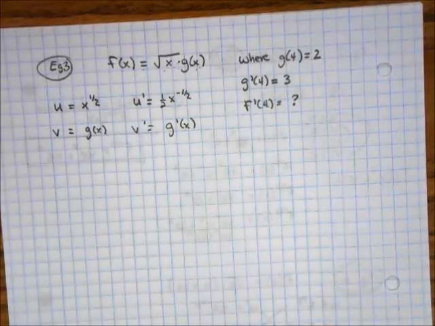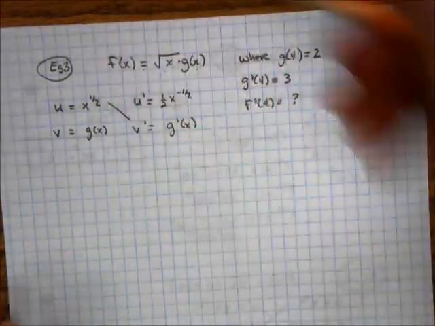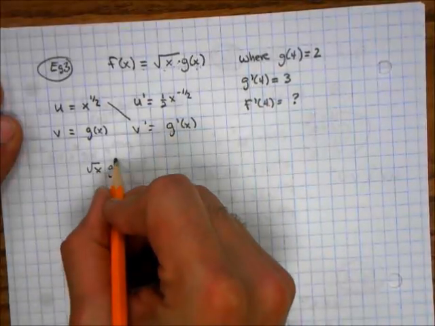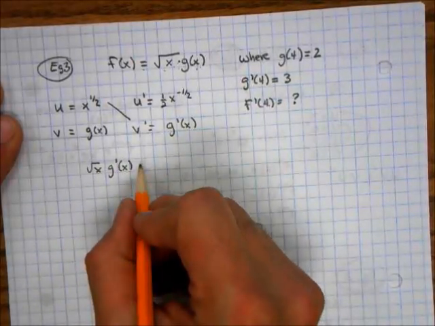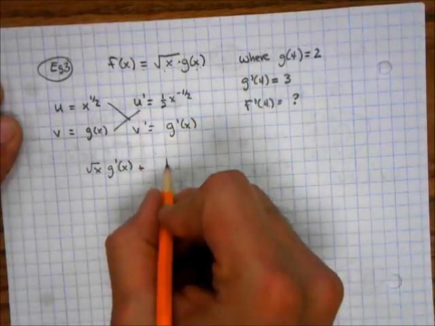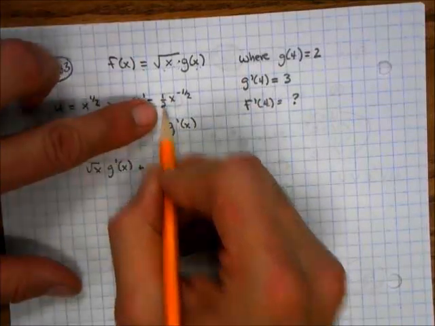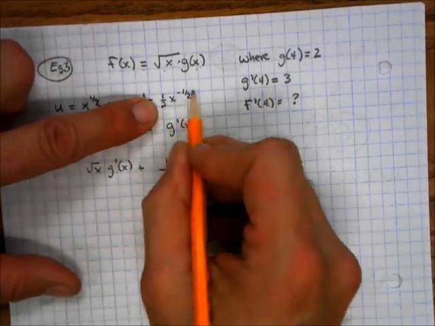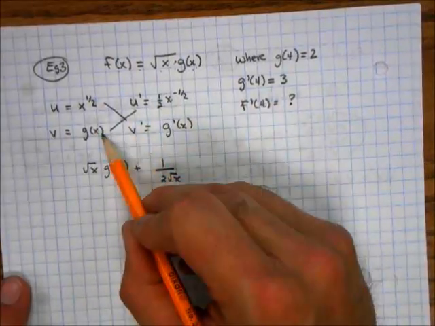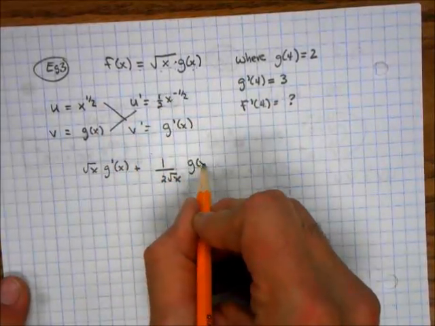Then let's just put those together. The square root of x, g prime of x, plus 1 over 2, and on bottom I also have the square root of x, okay, times g of x.